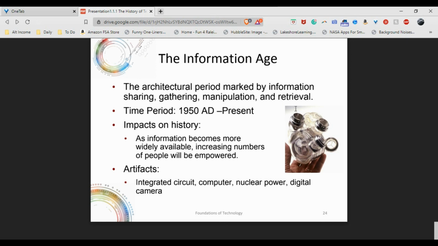And so what are some things that we have now? Digital cameras, integrated circuits, computers, nuclear power, just all of these things. So much has changed in a relatively short amount of time. So we're going to look at these in more detail during these upcoming days.